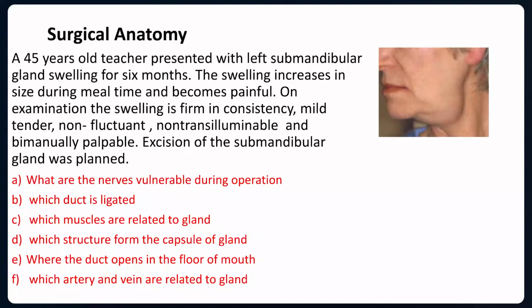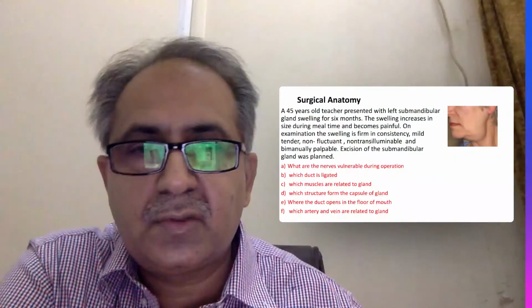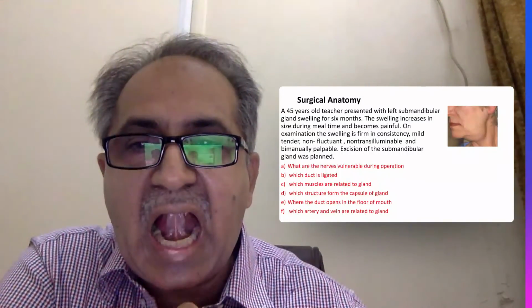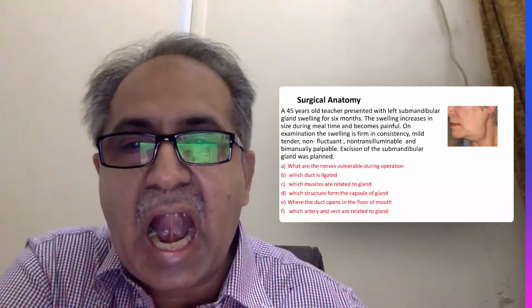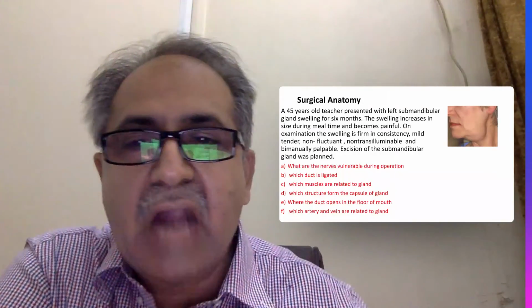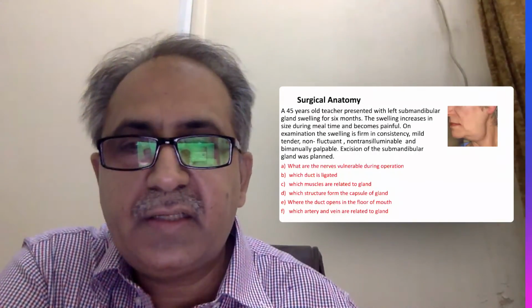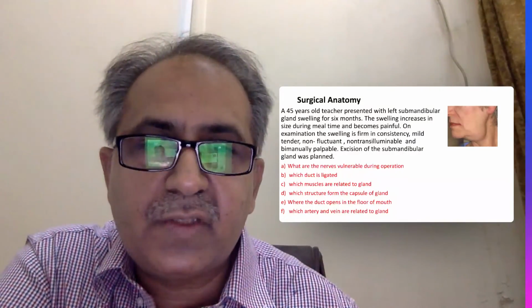The investing layer of the cervical fascia forms the capsule of the gland. Where does the duct open in the floor of the mouth? It opens to the side, at the papilla, in the floor of the tongue, on one side, so you find the opening there.